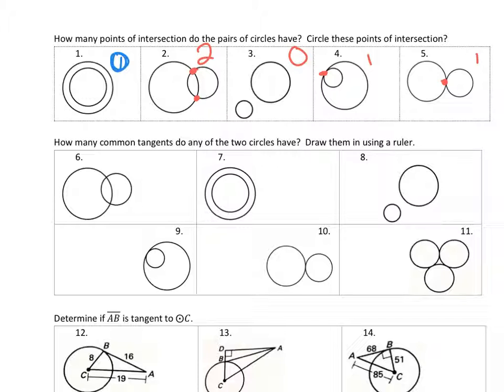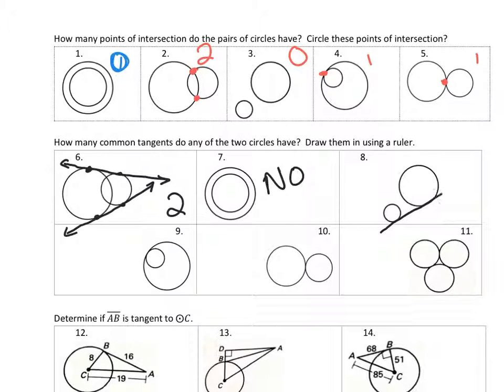Now, 6 through 11 are talking about how many common tangents. So how many straight lines can I draw that touch the circle in exactly one spot? So if I look here, I can draw a common tangent through the top of these two circles. See how it intersected here and here? And then also through the bottom of those two circles. So here and here. Okay, so they have 2 common tangents. This next one, they have no common tangents. You can't draw a line that goes through both of those circles just once.